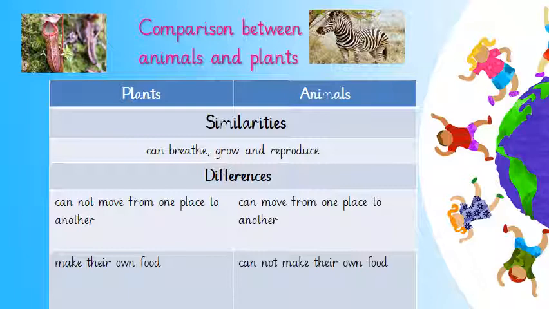The similarities are: both of them can breathe, both of them grow along with time, and both of them reproduce. What are the differences between animals and plants? As we discussed earlier as well, animals can move from one place to another, but plants cannot move from one place to another. On the other hand, animals cannot make their own food. They get food from some other resource, either another animal or from plants. But plants make their own food. Yes, leaves of the plant prepare the food for them. So these are called the food factory of the plant.